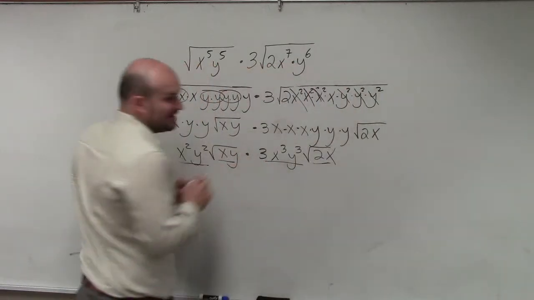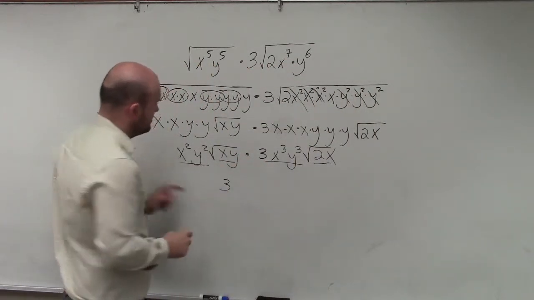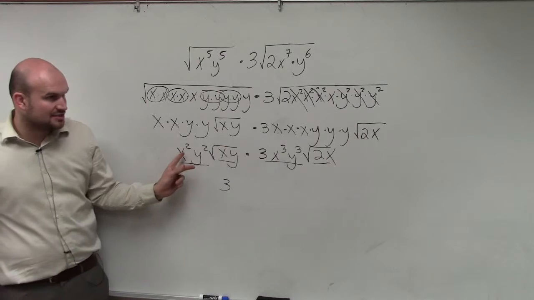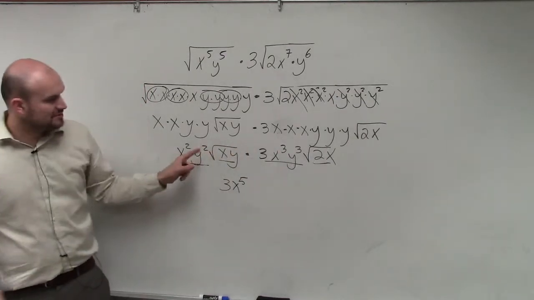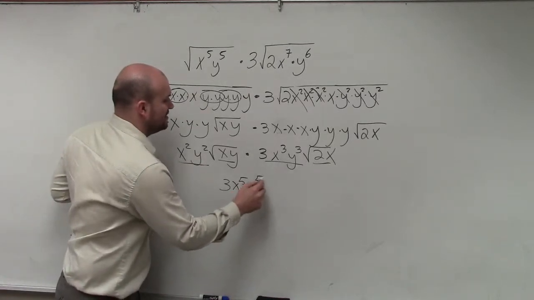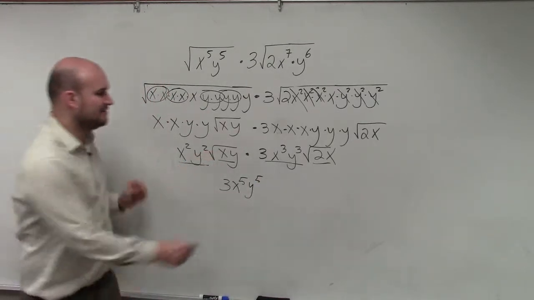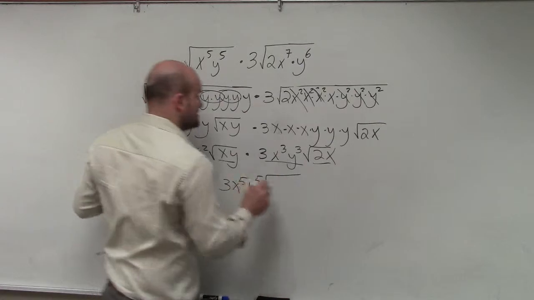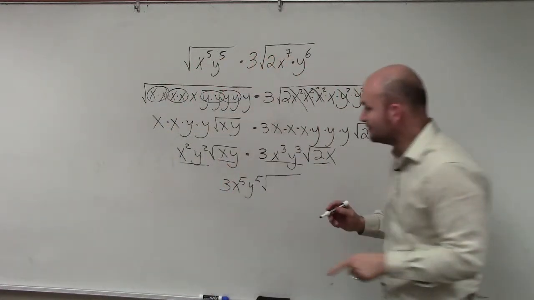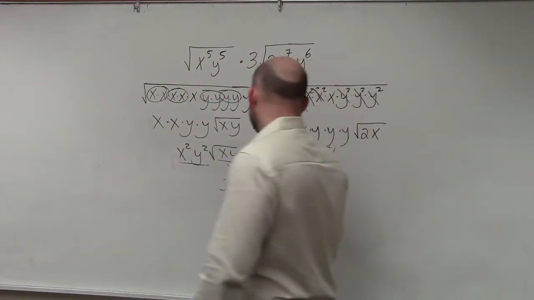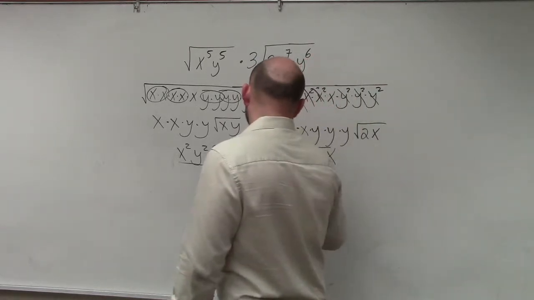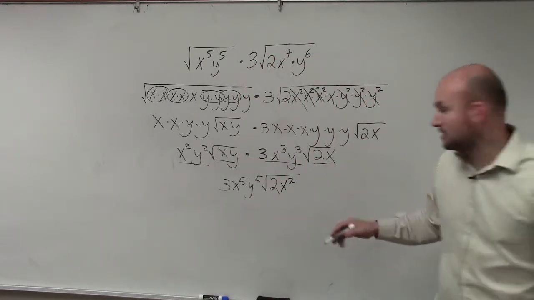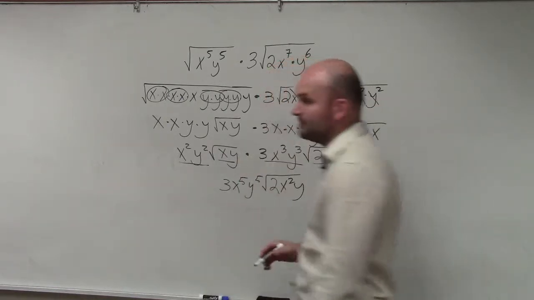So now I don't have anything to multiply 3 by, so that just remains there. x cubed times x squared is x to the 5th. y cubed times y squared is y to the 5th. Then I have the square root, and I multiply inside. I don't have anything to multiply the 2 by, so that just remains in there. x times x gives me x squared. And y times nothing is just going to be y.